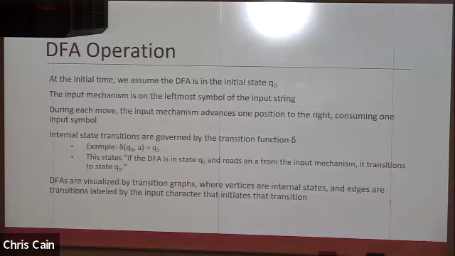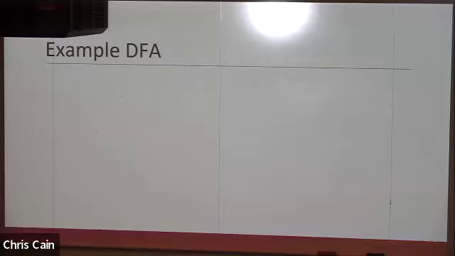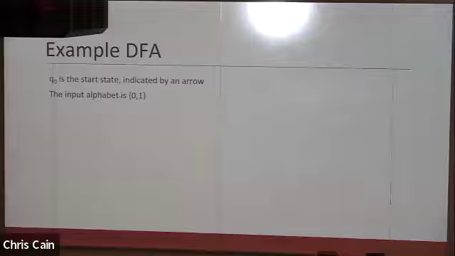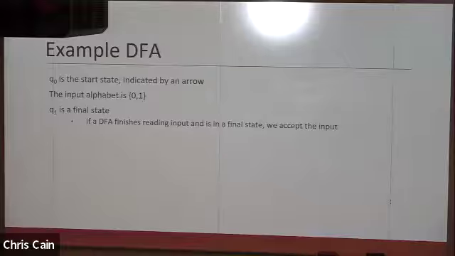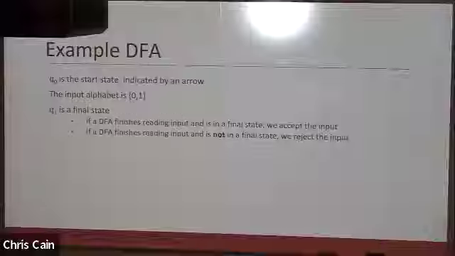So let's visualize them as transition graphs. I'll give you an example so that we can show you what that's like. Q0 is the start state. You indicate this with an arrow, some arrow that starts outside of the DFA and points into the starting state. That will visually tell you that that is where to begin. The input alphabet is going to be binary for the moment. And Q1 is going to be a final state. If the DFA finishes reading an input and is in a final state, we accept. If it's not in a final state, we reject.